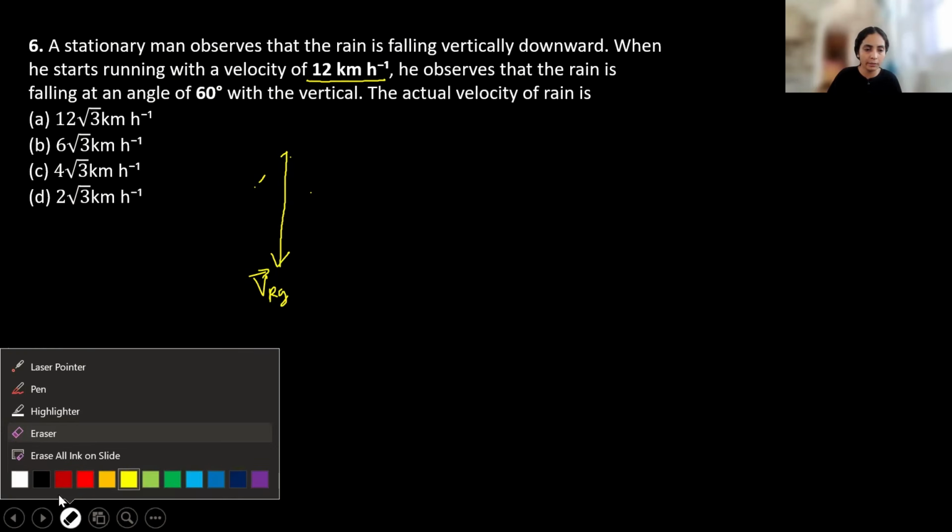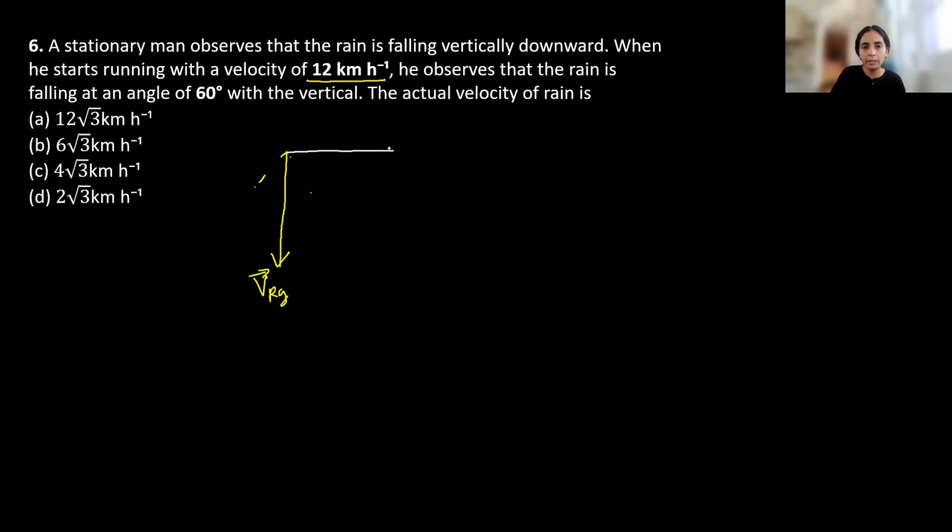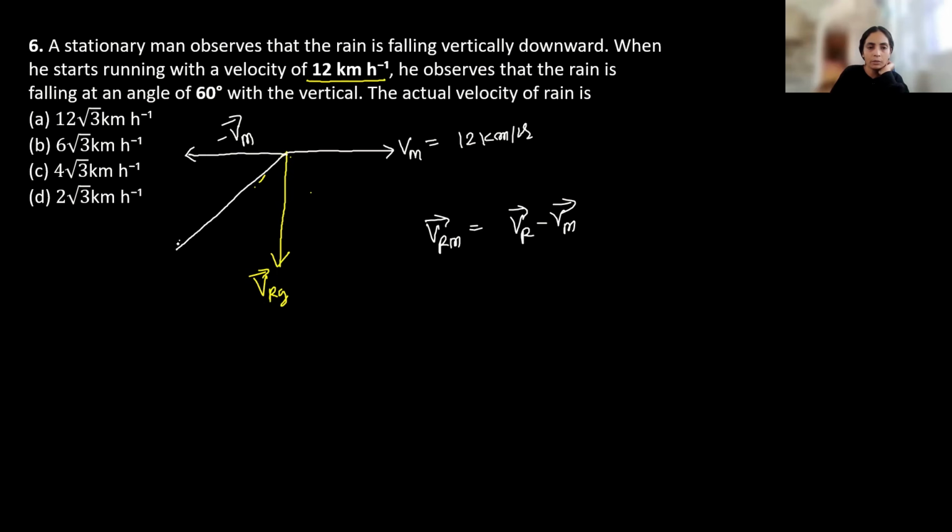Let me take any one direction and proceed. Let's say the man started moving in this direction. So the velocity of man is equal to how much? 12 kilometer per hour. He observes that rain is falling at an angle of 60 degree with the vertical. So the velocity of rain with respect to man is at 60 degree with the vertical. So this is VR minus VM. So when you do minus VM it will be here, and the resultant of VR and minus VM will go this way. So this is the direction of rain with respect to man, and that is making an angle of 60 degree with the vertical.